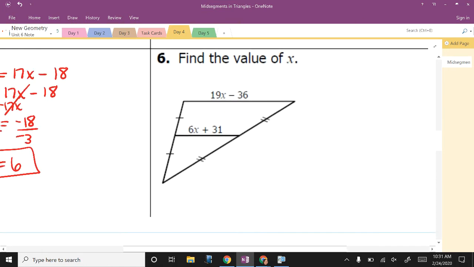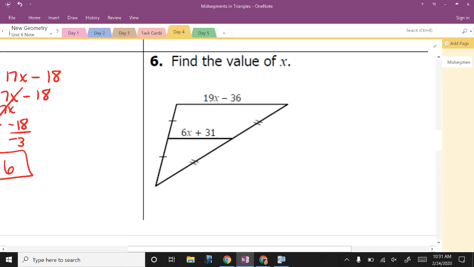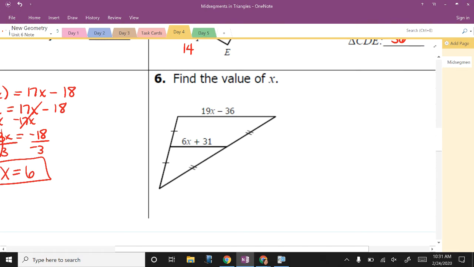Number 6. How would I set up number 6? You multiply the mid-segment by 2 until you get to the outside. So 2 times 6x plus 31 equals 19x minus 36. And we'll distribute that and then solve for x. So 2 times the mid-segment equals the outside segment. So what's 2 times 6x? What's 2 times 31?